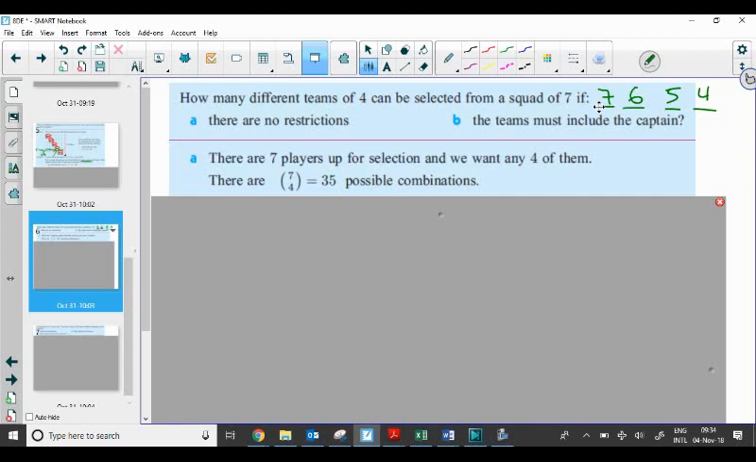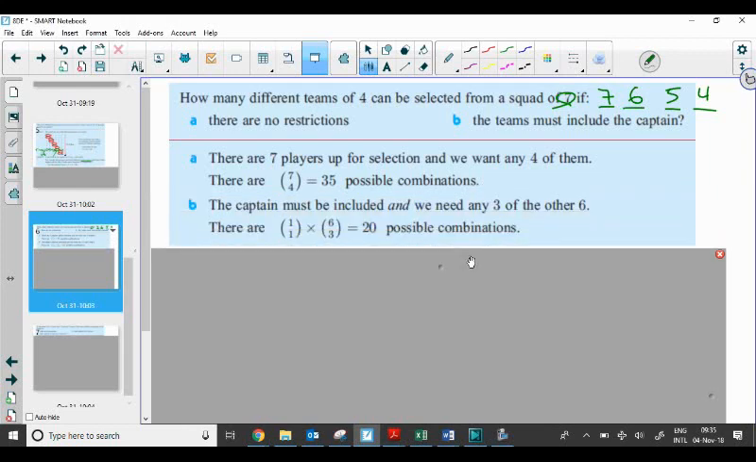All right, letter B. The teams must include the captain. So out of these 7 people, there's 1 captain and there's 6 non-captains. Out of that 1 captain, I need to choose the 1 captain. And out of the 6 non-captains, I need to choose 3 of them. So what's that going to look like? It's going to be 1 choose 1 times 6 choose 3. That'll give you a grand total of 20.